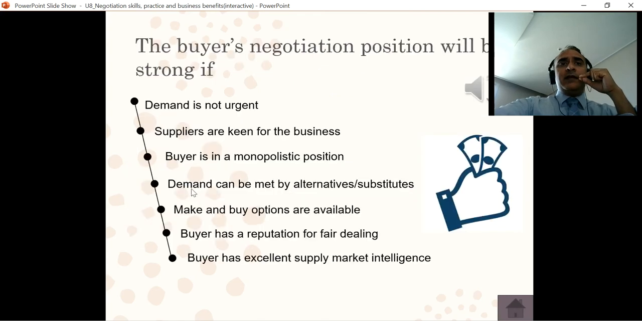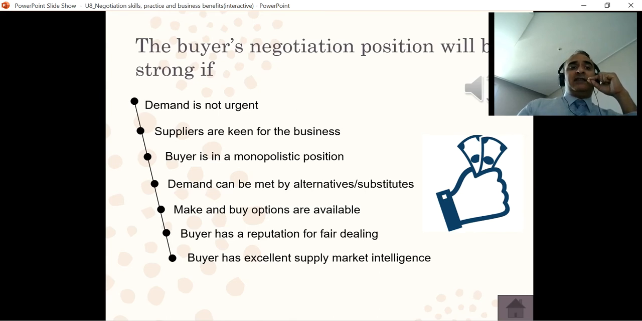Now we have to think of the buyer's negotiation position: when it gets stronger, when they have the upper hand, when they have the power. There's a couple of things in here. For example, when the demand is not urgent, we don't have the consumer pressuring us. So we have plenty of stock, so we need to decide when to buy and when not. And if we don't have any urgency, we can pay any price. Problem is when we have an urgency.